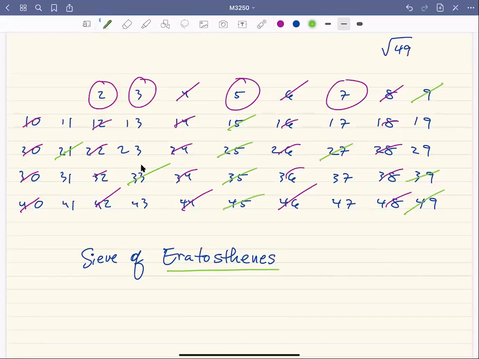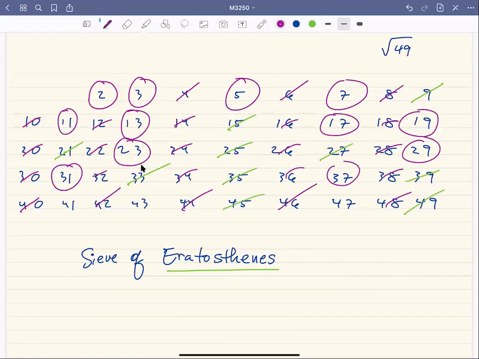And so the numbers that we're going to be left with are going to be 11, 13, 17, 19, 23, 29, 31, 37, 41, 43, 47. Okay, and those are all the primes less than or equal to 49. Okay, so there's 1, 2, 3, 4, 5, 6, 7, 8, 9, 10, 11, 12, 13, 14, 15 primes less than or equal to 49. Okay, and there they are.